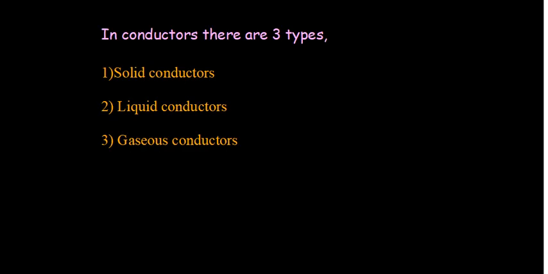In conductors, there are three types we are studying. One is solid conductor, thereafter liquid, and thereafter gaseous conductor. First, we are focusing only on solid conductors. If I ask what are examples of solid conductors, the first example that will come to your mind is metal. That is 100% right. When I visualize the structure of a solid conductor, the atoms and molecules are very closely arranged, in a systematic way.